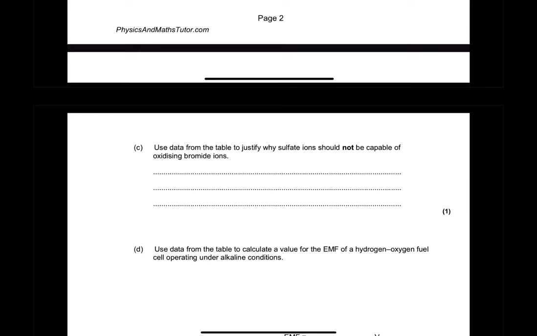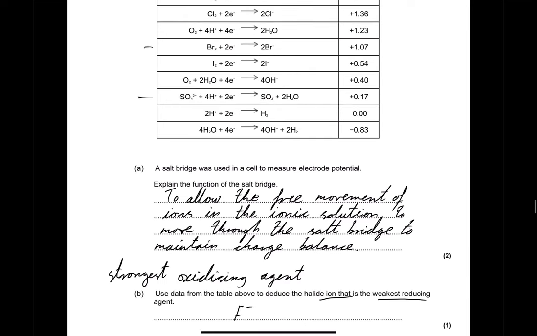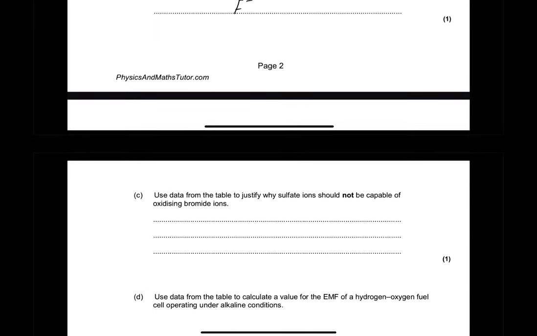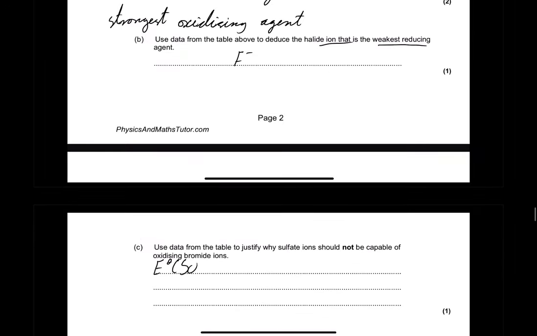Use E values to justify why sulfate ions shouldn't be able to oxidize bromide ions. I've done these questions before. It's a 1 mark question, so I can give a 1 mark answer. Because the electrode potential of SO4 2 minus is less than the electrode potential of Br2, because it's Br minus, it should be on the outside.